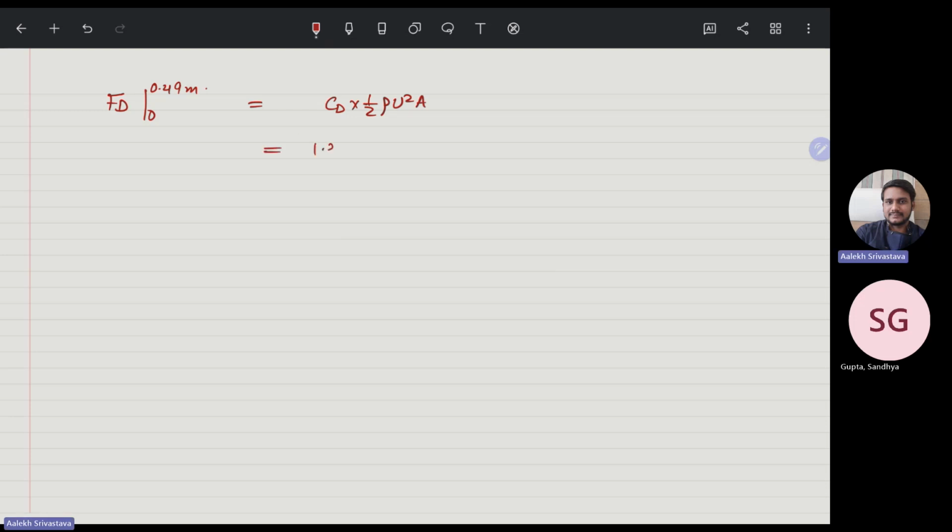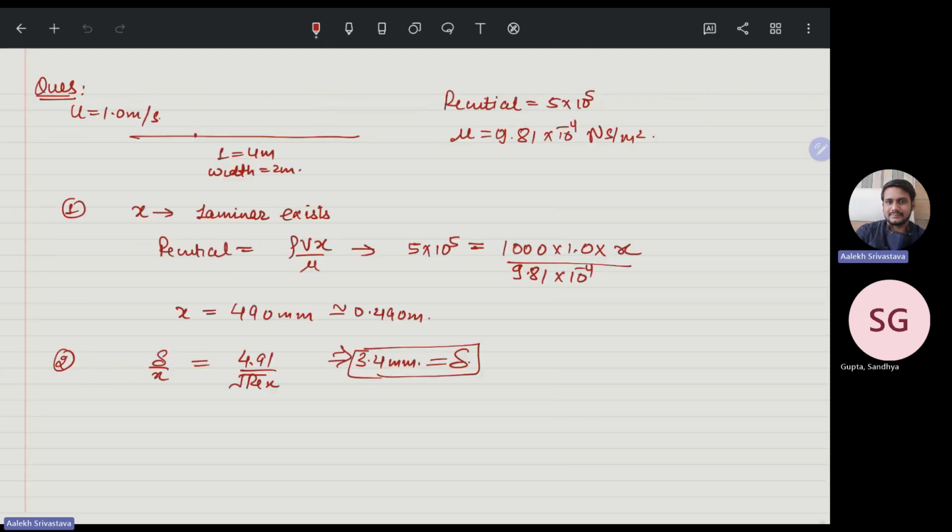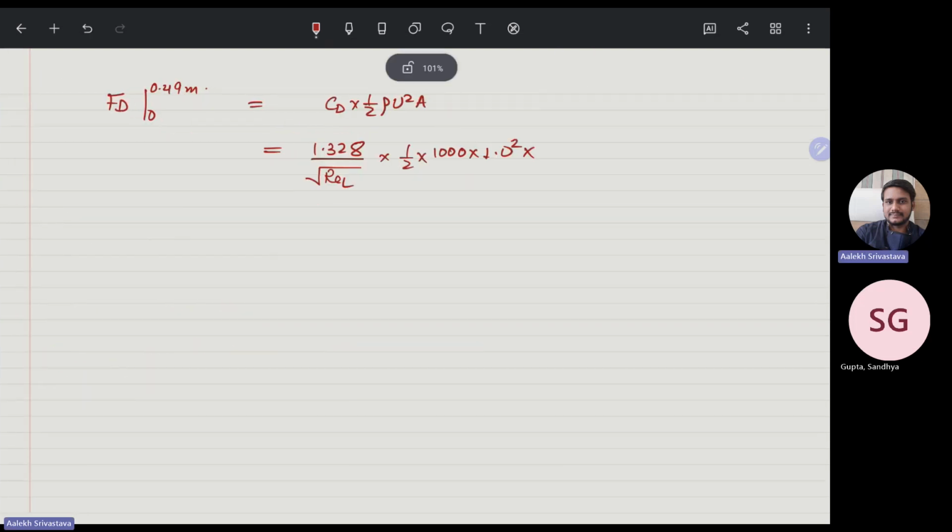So CD is 1.328 upon under root of Re_L, into half into rho, which is 1000, into U square, which is 1.0 meter per second, into the area of cross section. It is still 0.49, so it is 0.49 into 2. So this is the drag force, and if you solve till this region, you will get 0.92 Newton.